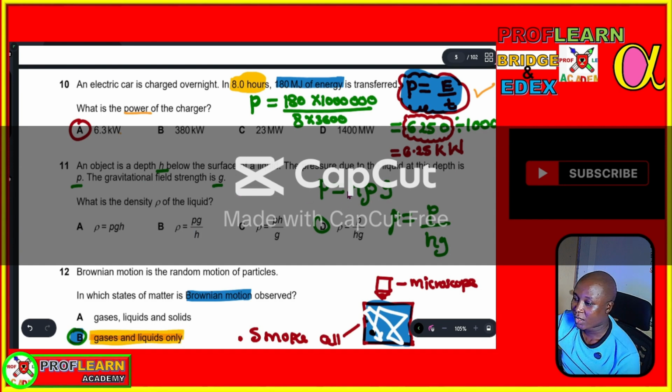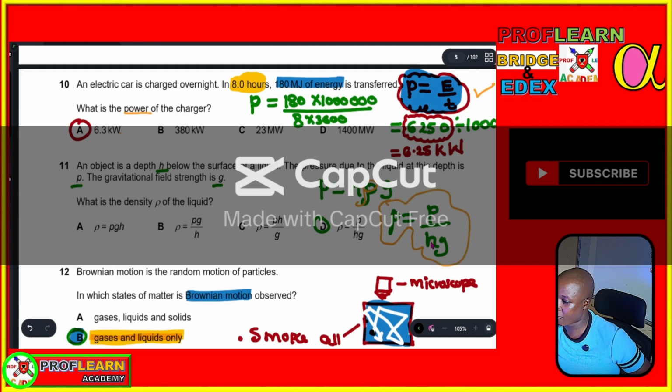Pressure in liquids is given by P equals h rho g: height times density times gravity. But if you want to find density, in this case we are going to rearrange the formula and make density the subject, which is going to be pressure over height times g, and that is going to be option D.